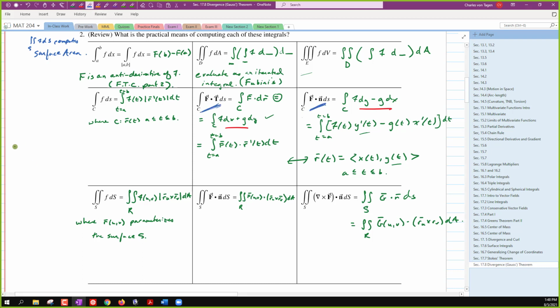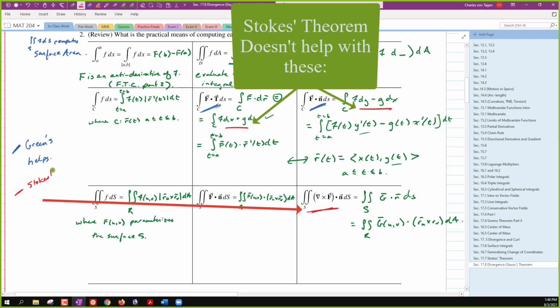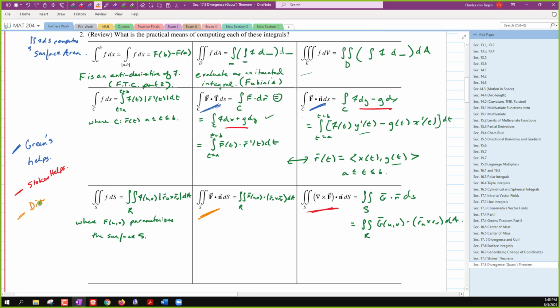We'll make a little key with this. If I put that on there, we're going to say Green's helps. And if I put red on there, we're going to say Stokes helps. And then for this one here, which we haven't yet talked about, we're going to say the divergence theorem helps. In certain circumstances, it will help with those computations.